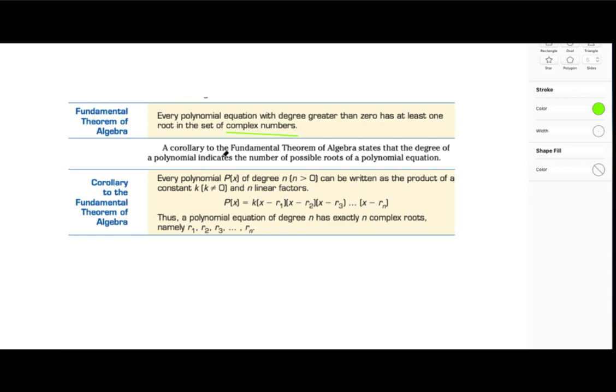The corollary of the fundamental theorem of algebra basically states that the degree of the polynomial indicates the number of possible roots of the polynomial. So knowing that degree, in this case, depending on how many factors here, that would tell me the degree. That's the number of possible roots to that equation, or possible places where our equation can equal 0. It will make sense as we move on with the examples.